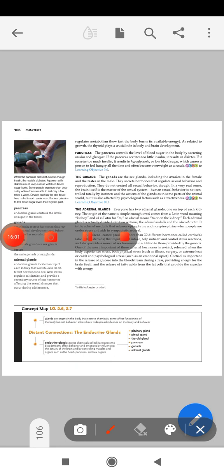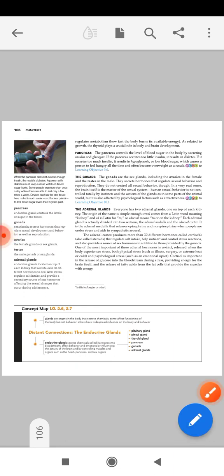And next one is our gonads. All the sex glands, including ovaries in the female and testes in the male, secrete hormones that regulate sexual behavior and reproduction. They do not control all sexual behavior, though. In a very real sense, the brain itself is the master of the sexual system.